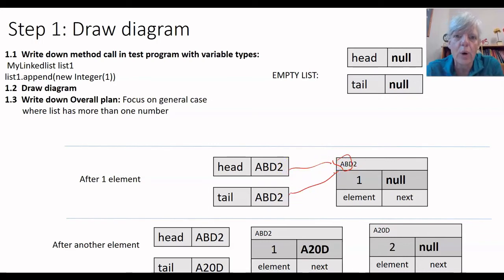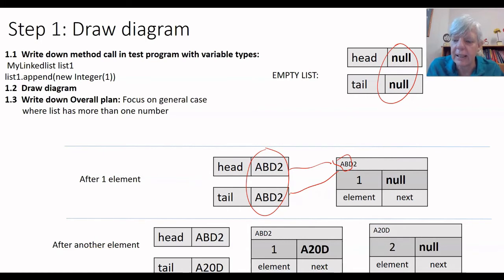Can you see if there's only one element in my linked list, head and tail are equal? That's crucial to remember. That's a trick. How do you know if there's only one element in a linked list? Head and tail are equal, but they are not equal to null. Because here they are equal as well, but they are equal to null. They are equal, but not equal to null if there's only one element in the linked list. Please, I can't emphasize enough that you really understand that and do not just remember it.